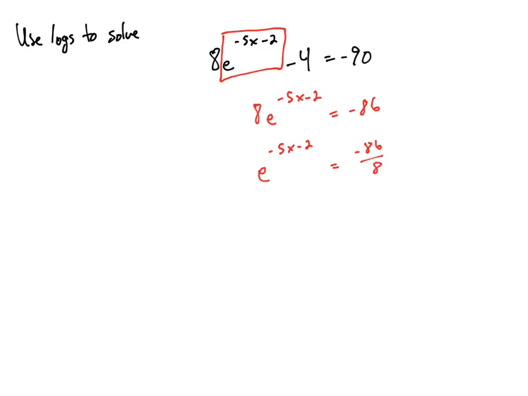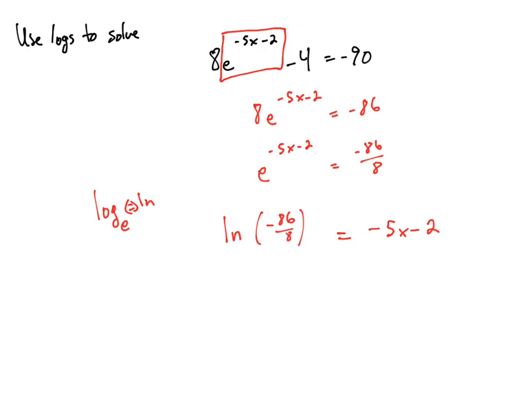All right, we have the exponential expression isolated. I'm going to take the log of both sides. Logs equal exponents, so the exponent is off by itself. The base is e, so we're going to say ln, because remember, log base e is the same as ln. So ln of negative 86 over 8.